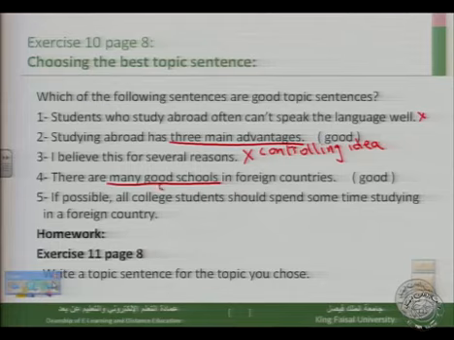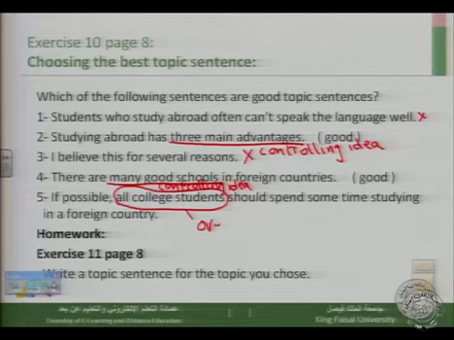Okay, the last topic sentence is, if possible, all college students should spend some time studying in a foreign country. We said that this is not a good topic sentence, as it starts with if possible, which is not a good start for a topic sentence, and also it has another generalization. When we say all college students, this is another generalization. Overgeneralization means they generalize this to all the students, which is not possible. If we say some college students, it will be better than if we say all college students, because that's not possible.